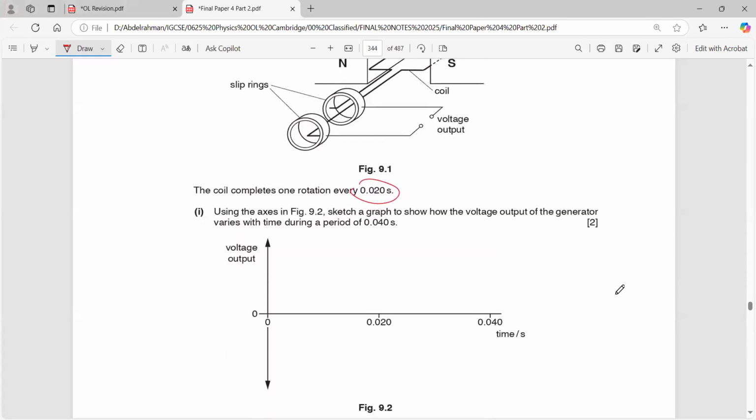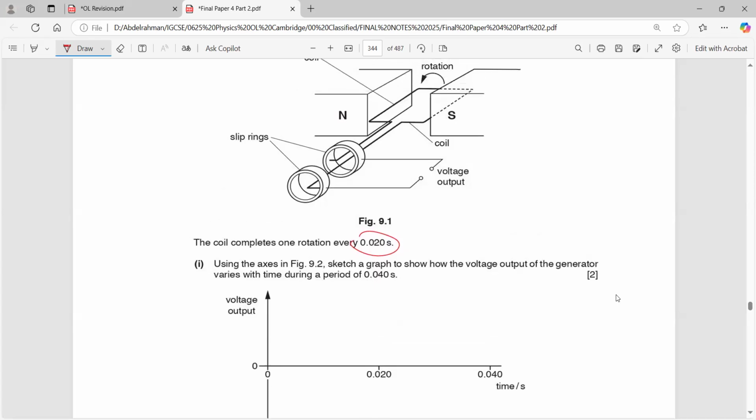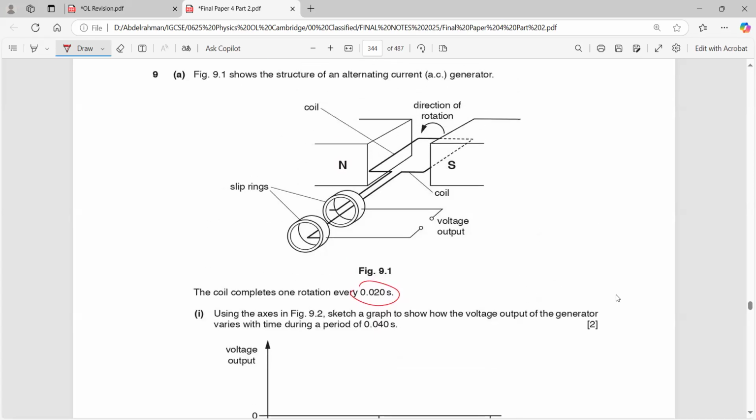On this output voltage, I will draw two complete waves. One of them will complete the rotation between 0 and 0.02, and the other will complete another full rotation between 0.02 and 0.04. At this instant, should the starting voltage be the maximum or the minimum? Should it start from zero or from a number much higher than zero? Let's think about it. At this position, it should definitely start from the maximum output voltage.